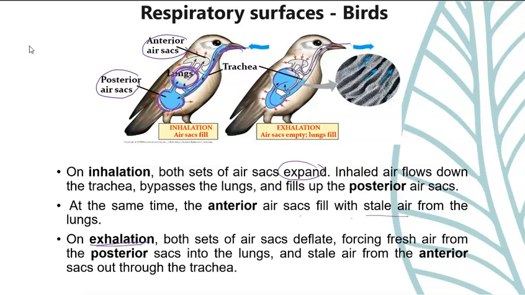So that is one direction, unidirectional. Okay, saya contoh balik. From the nostril into the trachea, into the posterior air sac. Kalau stale air into the anterior air sac, that is inhalation. Exhalation, air sac deflate. Okay. Fresh air into the lung, stale air out. That is unidirectional. Satu arah je. Okay, that is two-cycle breathing.